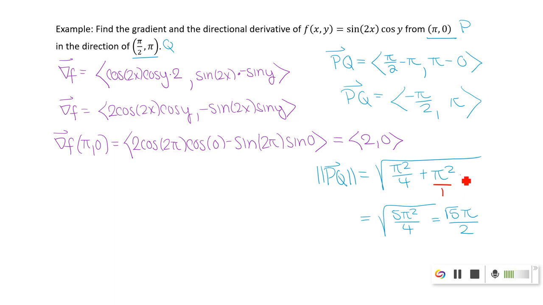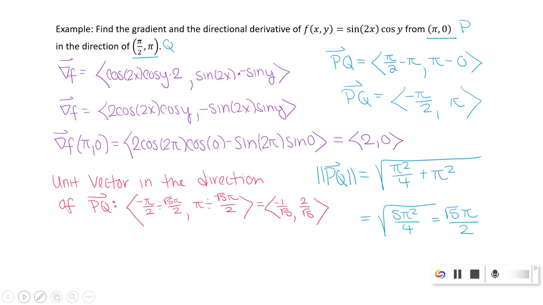Let's see, we could do a little bit of simplification here. Pi squared over 4 plus pi squared is 5 pi squared over 4. And then I can take the square root of both the pi and the 4. The 5 will have to stay under the square root, and so the magnitude of that vector is root 5 pi over 2. So that's the magnitude of my vector.